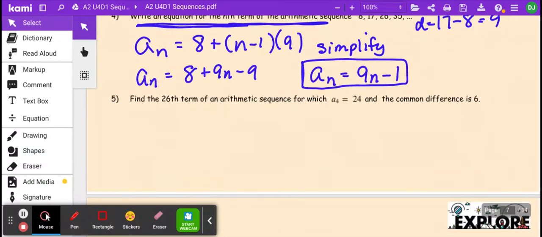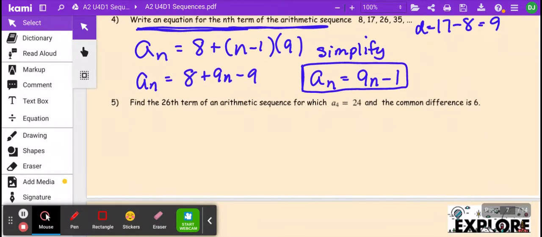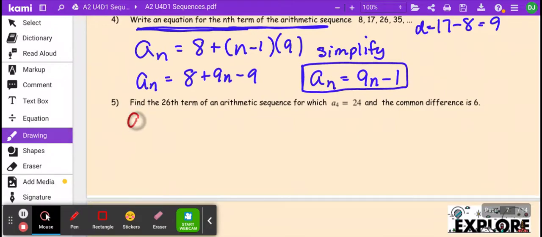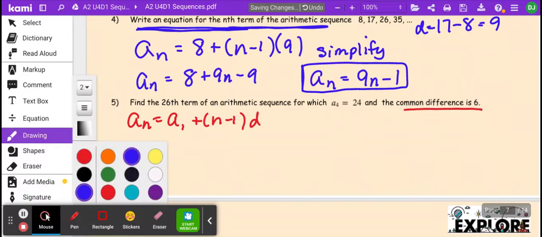Okay, take a look at the next example. Find the 26th term of the arithmetic sequence. Okay, so we're finding a of 26. For which we have the fourth term is 24 and the common difference is 6. So now you see where they've kind of kicked it up a notch because they haven't given you the first term, right? And you need the first term when using, let's write it again, right? A sub n equals the first term plus n minus 1 times the common difference, right? They gave me the common difference, bada bing, bada boom, but they didn't hand me the first term.